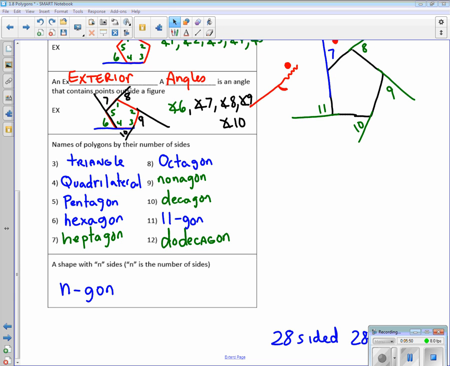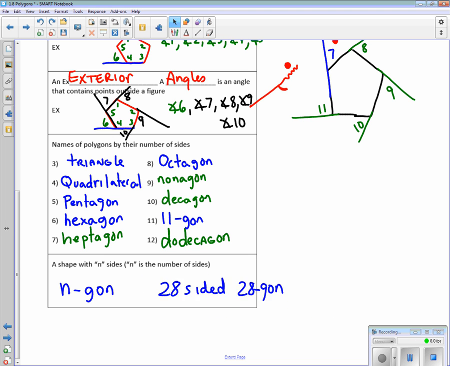Now, this last one says a shape with n sides. N is an unknown, or it's just a placeholder for something as we go through it. You know, so many sides, I don't know how many sides, whatever. So n represents however many sides, an unknown. So it's called an n-gon. I might say to you, hey, I'm thinking of a shape, I have no idea, it's an n-gon. And so you automatically know that it's a polygon, and it's got n number of sides.